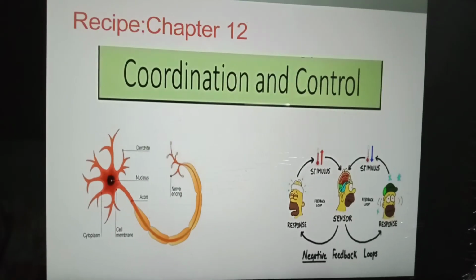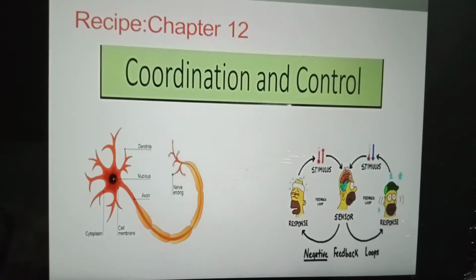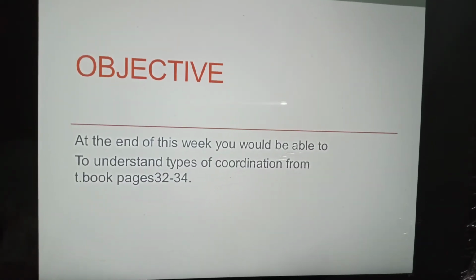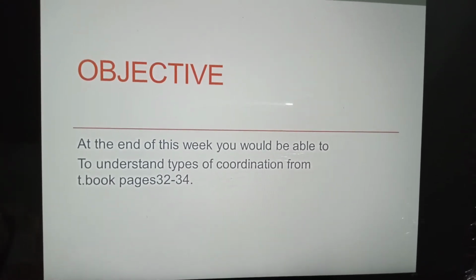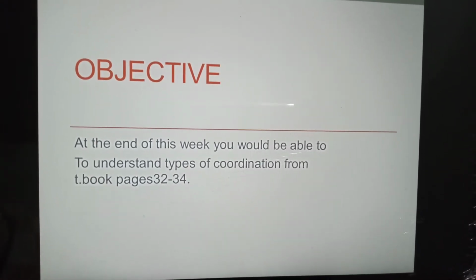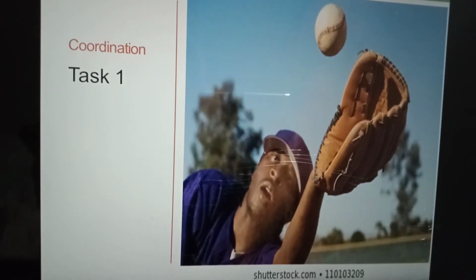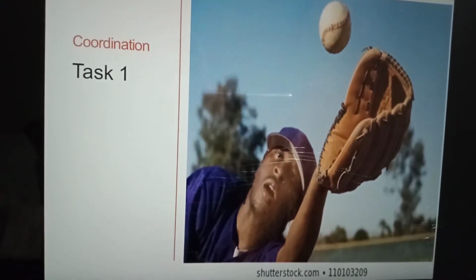The chapter is chapter number 11, Coordination and Control. The objective is that at the end of this week you will be able to understand the types of coordination from the textbook, pages 32 to 34. And now it's time to discuss Task 1, which is about coordination.